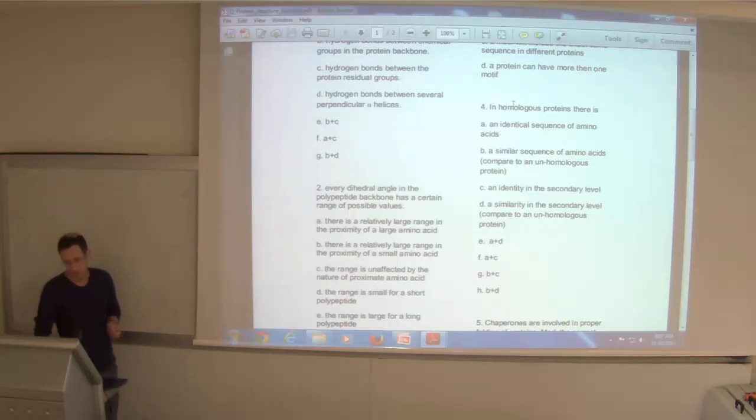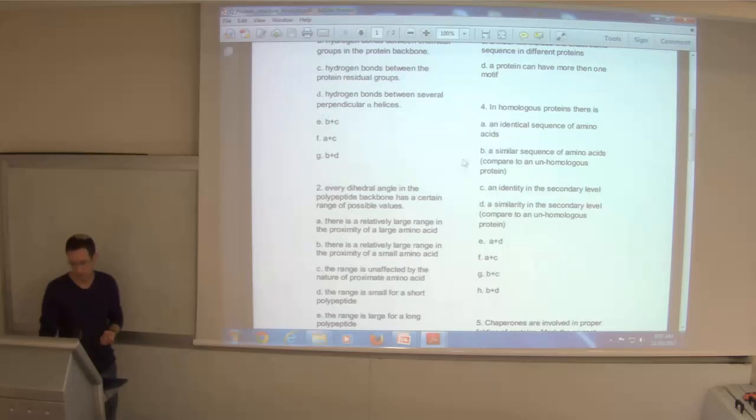Okay, number 4. In homologous proteins, there is... Homologous here in the evolutionary sense. We've discussed it quite briefly, only one slide, but we have defined what homologous proteins are. A, an identical sequence of amino acids. Actually, it's the same concept as the consensus sequence, so it's not identical. B, a similar sequence of amino acids compared to an unhomologous protein.